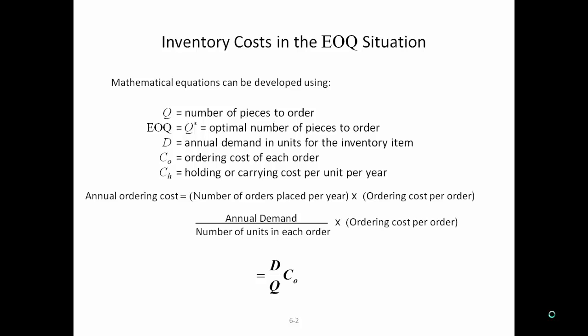So we have four pieces to this puzzle. We have the annual ordering cost, we have the demand, we have the number of pieces that we want to order, and we have the ordering cost for each order. In this deterministic model, we're going to be given these pieces to the puzzle, and once we're given these pieces, we are able to find out what the annual ordering cost is.